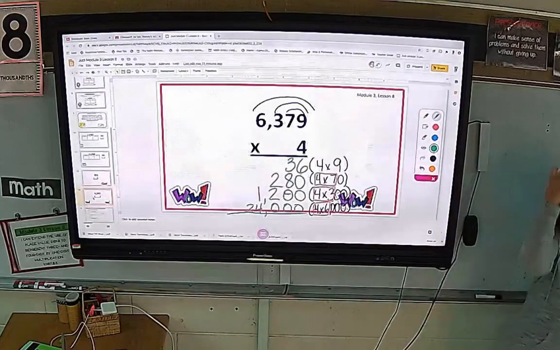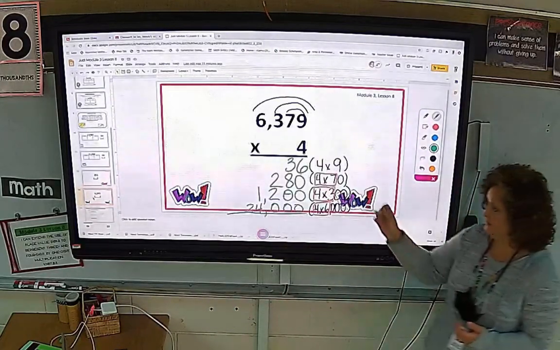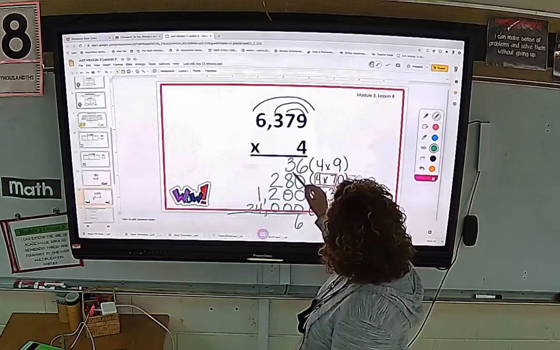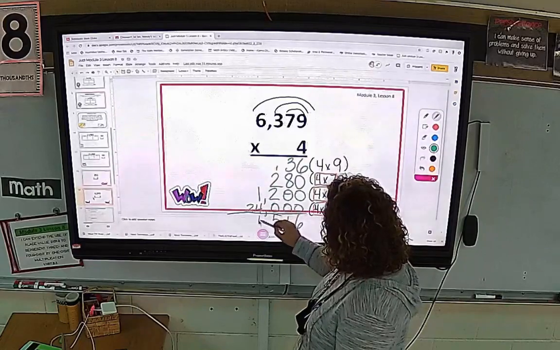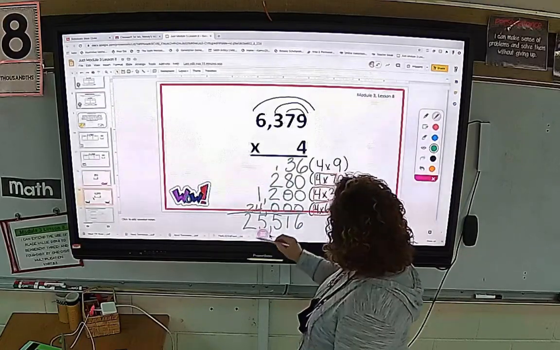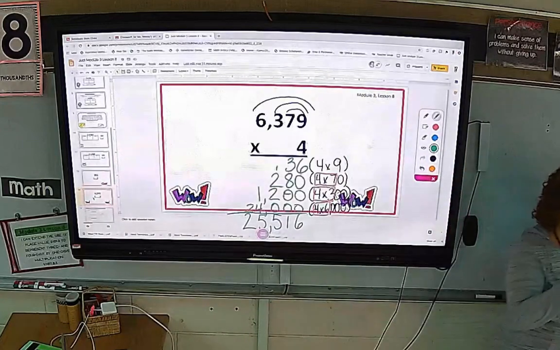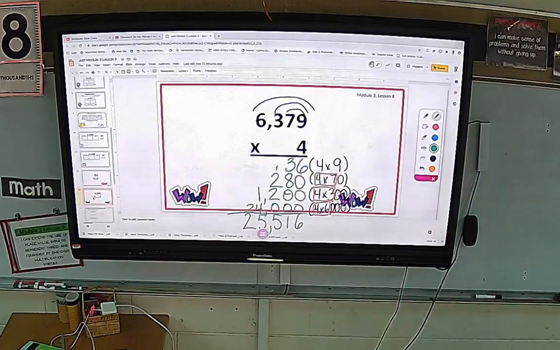All right. If we have lined up our numbers just right, 25,516. Okay, guys, you gotta add it up. You can't leave it just sitting there. What we did is we took that 4 and we multiplied it by the ones place. And we added it to 4 times the tens place. And we added it to 4 times the hundreds place. And we added that to 4 times the thousands place.